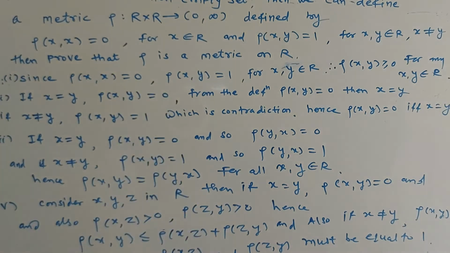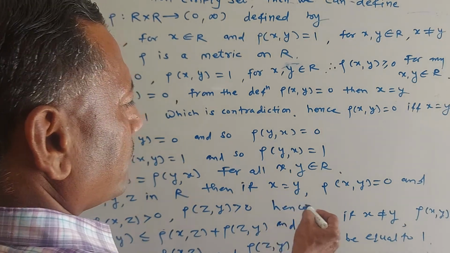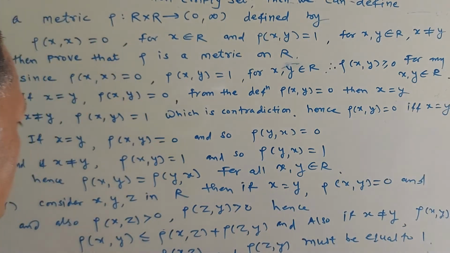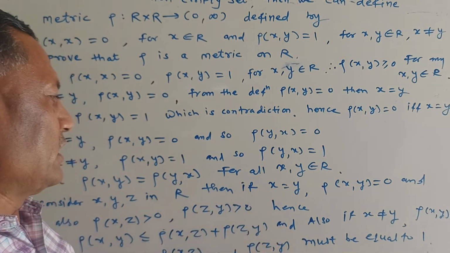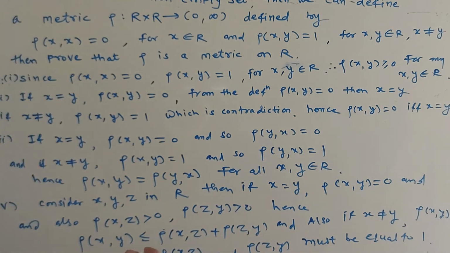Now for the triangle inequality. To prove the triangle inequality, you consider another element in R, that is z is an element of R. Let's consider x, y, z in R. Then if x is equal to y, then rho of xy is equal to 0 from the definition. Therefore, the distance from x to z is greater than or equal to 0 and the distance from z to y is also greater than or equal to 0. Hence, rho of xy is less than or equal to rho of xz plus rho of zy.